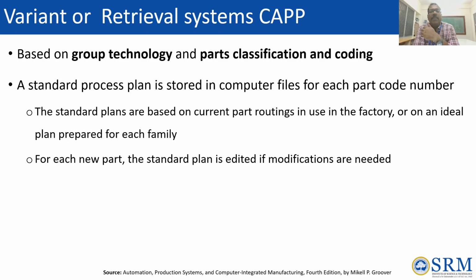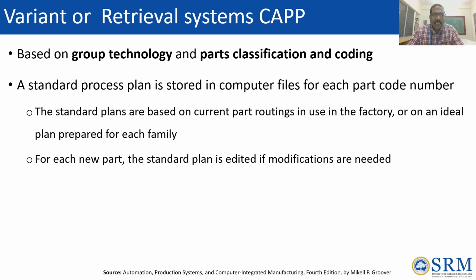That process plan we can take and do some modification according to the new part features or geometry. Then we can execute the manufacturing or production. So that is what about variant type or retrieval. This is in short I have given.